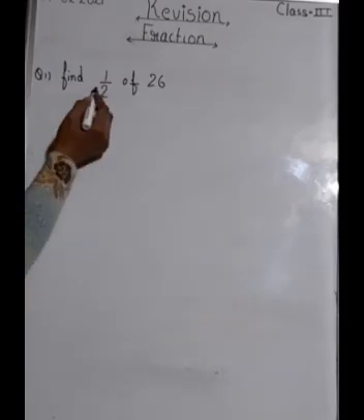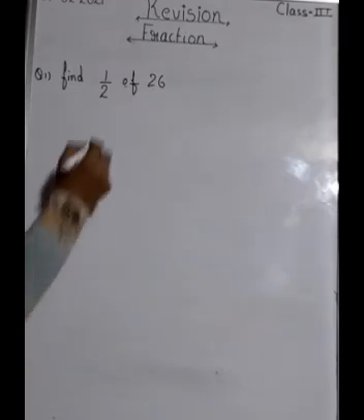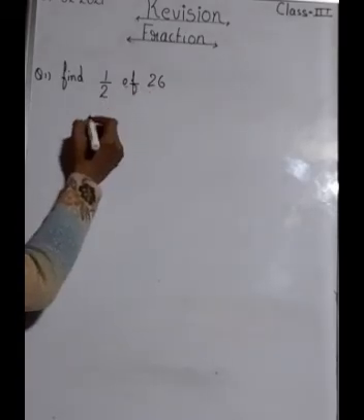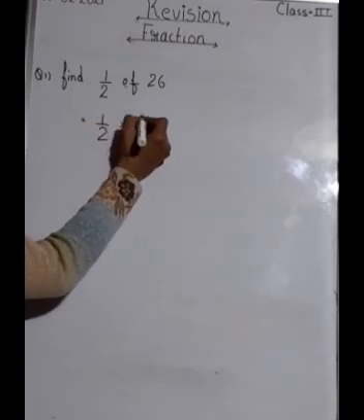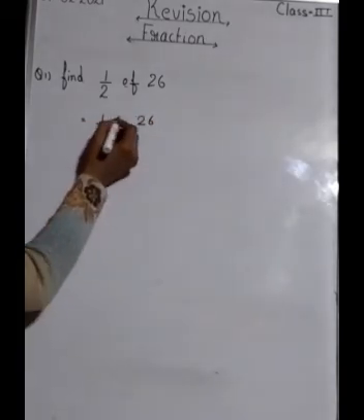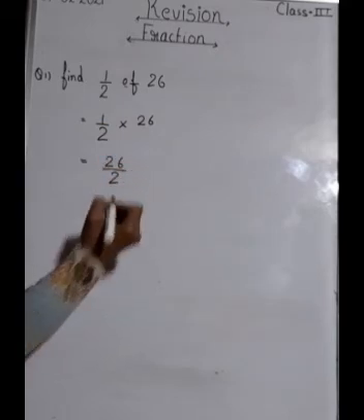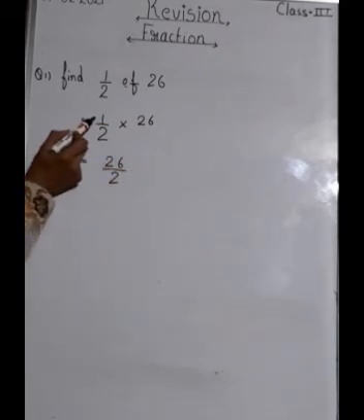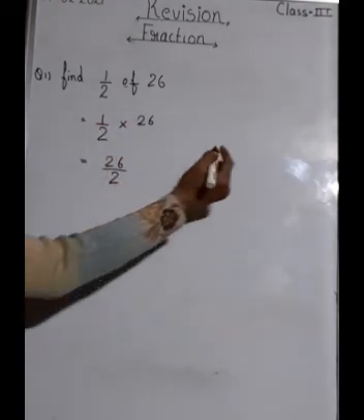Next we are having find 1 by 2 of 26. I told you that this "of" means multiply. So you will write 1 by 2 of, means multiply, 26. Now it will be written as 26 upon 2. Clear? Because it is 1. So when you multiply you are getting 26 upon 2. Now you have to divide them.